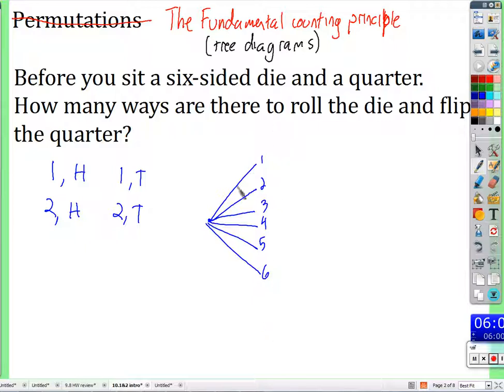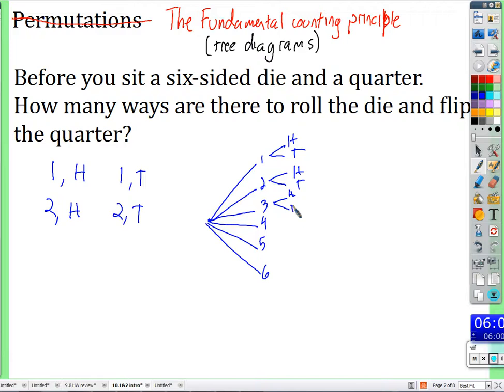So let's say you roll a 1, and you're about to flip a coin. How many ways can that happen? 2, heads or tails. Let's say you rolled a 2, and you're about to flip a coin. How many ways can that happen? Heads or tails. So the ends of these branches: this one represents the 1 and heads, 1 and tails, 2 and heads, 2 and tails, 3 and heads.